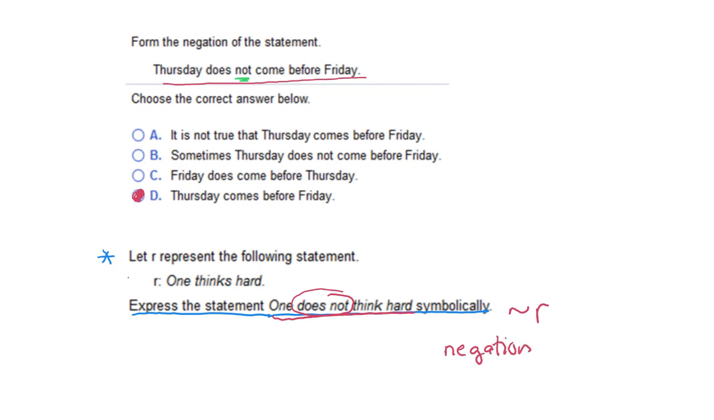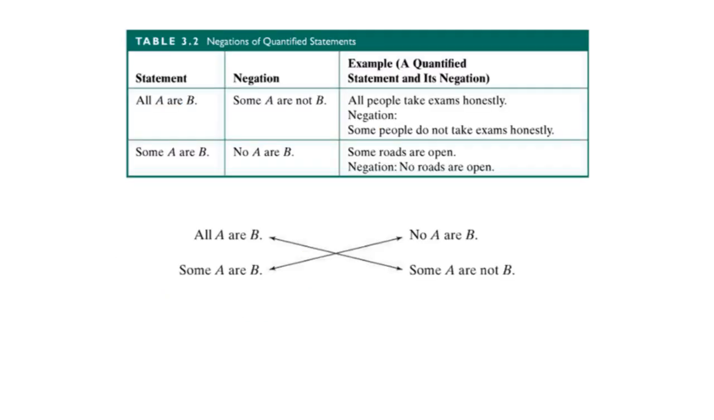Remember, the original statement is R, one thinks hard. And then this new statement they provided for us is actually the negation of R. This table demonstrates negations of quantified statements. So the original statement for the first one is stating all A are B. All A are B. So if you think about your Venn diagrams, you would have a little circle A inside a larger circle B for set B.